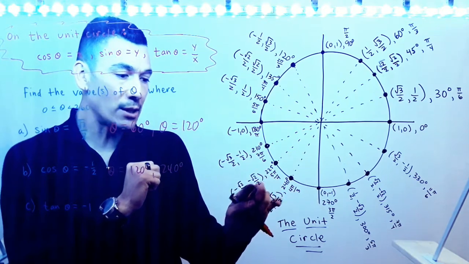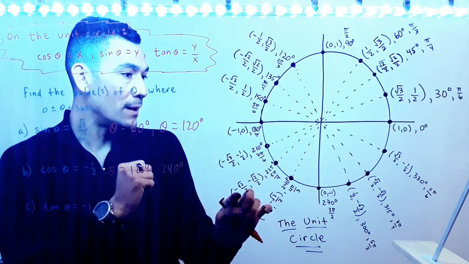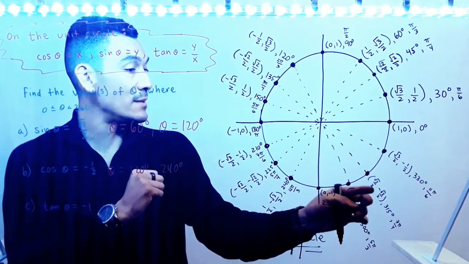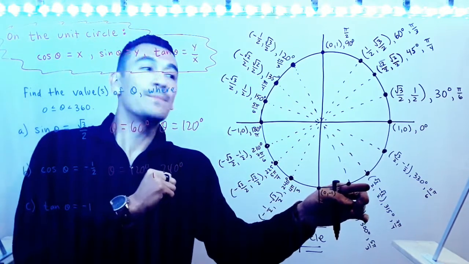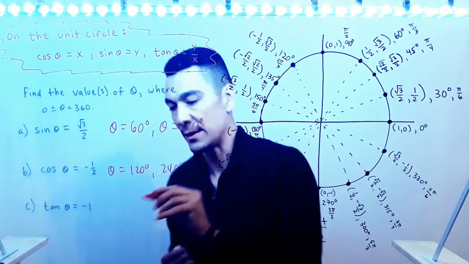Also, this one's no good because they're both negative. And if you divide them, it's positive. This one works as well because this divided by this would be negative 1. So we have 135 and 315.